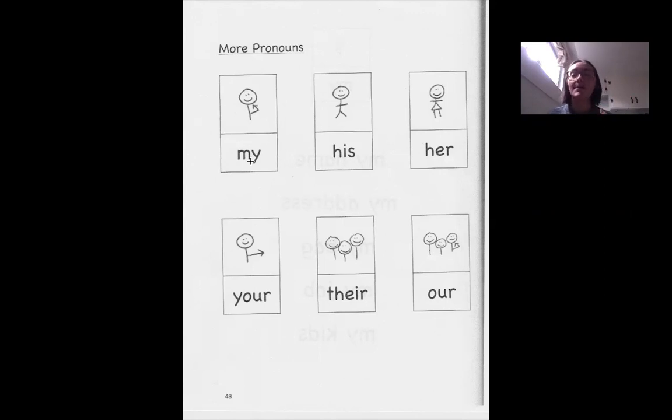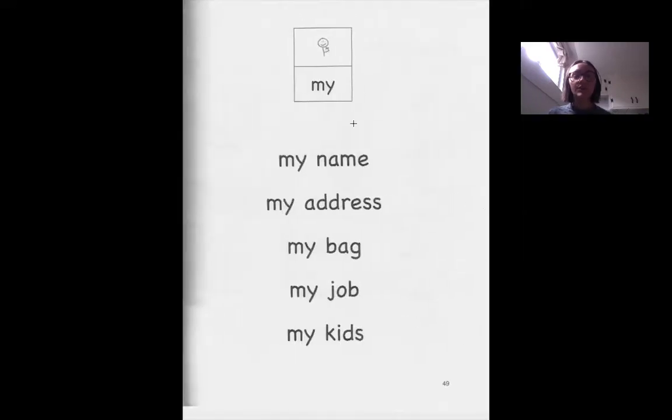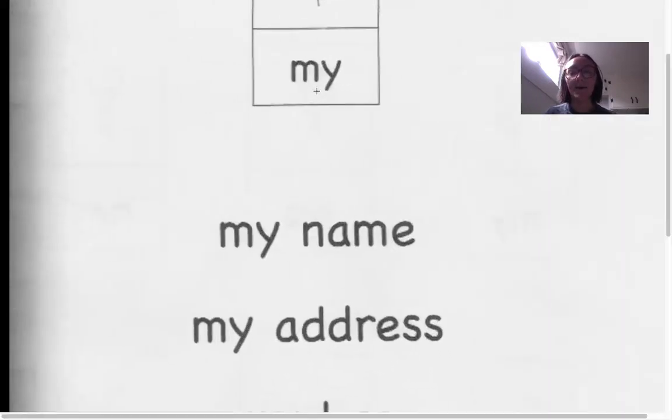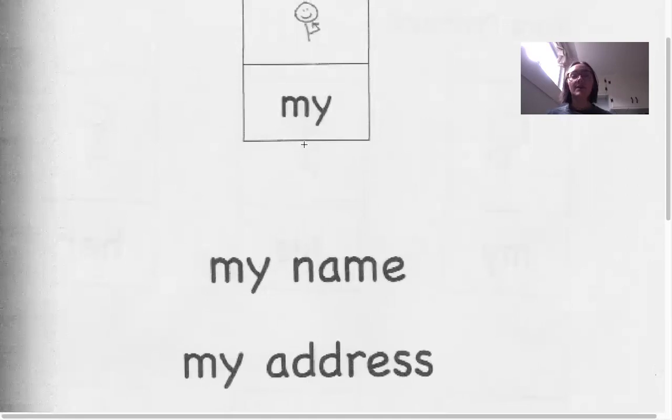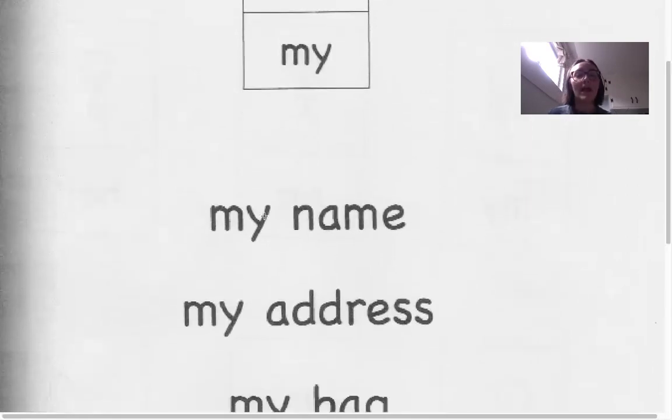So they are my, which is what we use when we talk about something that's me, I, mine. Then we use the word his when we're talking about he, her when we're talking about she, your when we're talking about you, their when we are talking about they, and our when we're talking about we. So the first one is my. So we have this word, my.